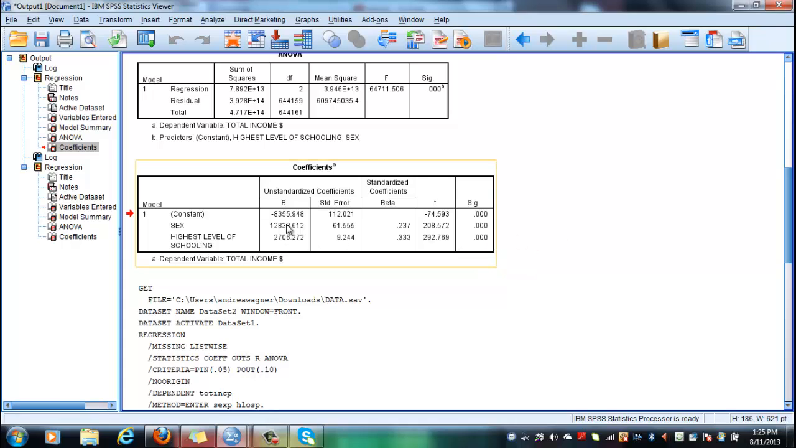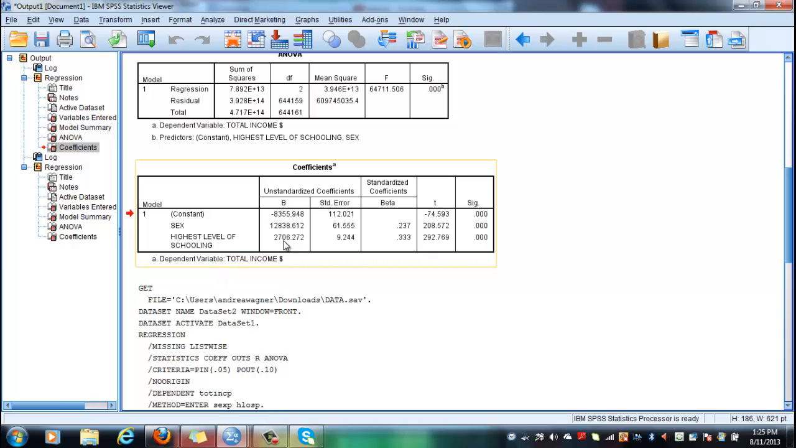So simply looking at these two partial slopes and comparing them, we would think that gender has a much bigger impact on income than education. Unfortunately, or fortunately in this case, because gender and highest level of schooling are measured in different units of measurement. Gender is coded as 1 and 2, it's a nominal variable. Highest level of schooling is coded as an ordinal variable and has a lot of categories. You cannot compare the partial slopes to say anything about which independent variable's effect is stronger.